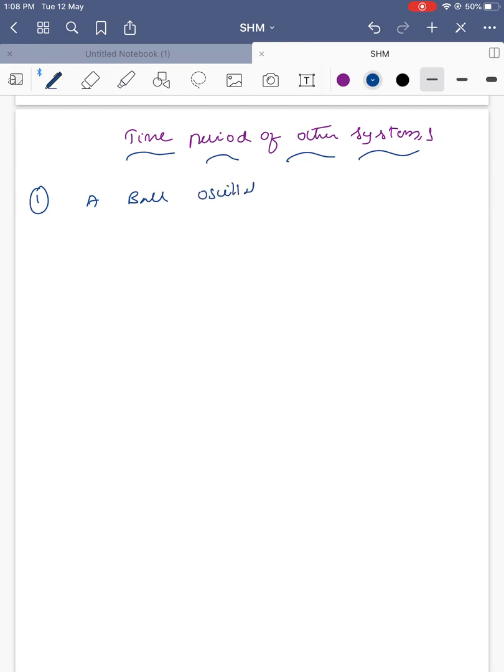oscillating on a concave surface. Let's consider a concave surface. A concave surface will have a radius, and there will be a mean position. A small ball was in an equilibrium position, but now it is displaced a little bit to this position.